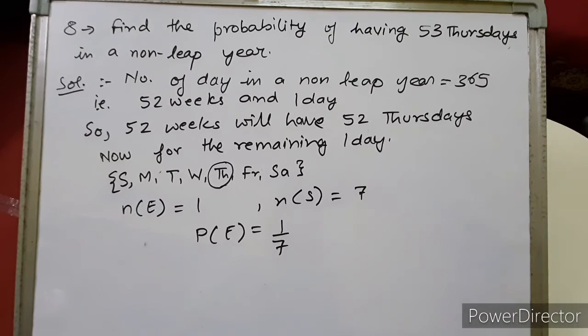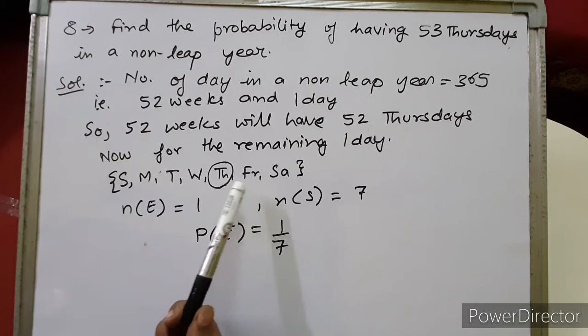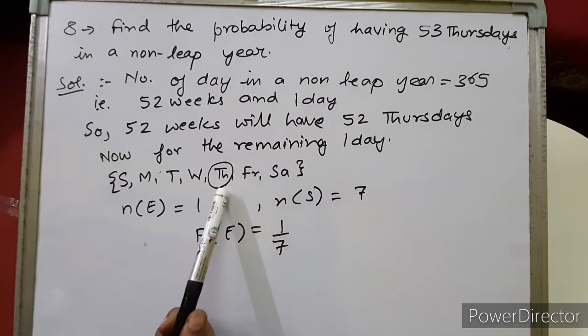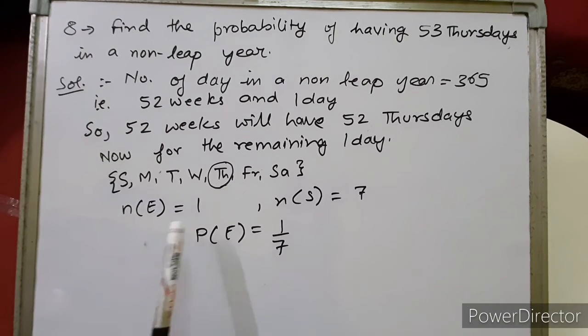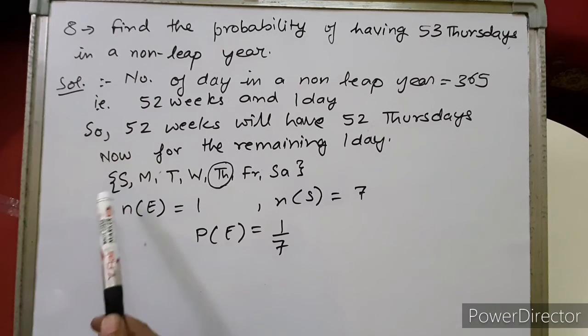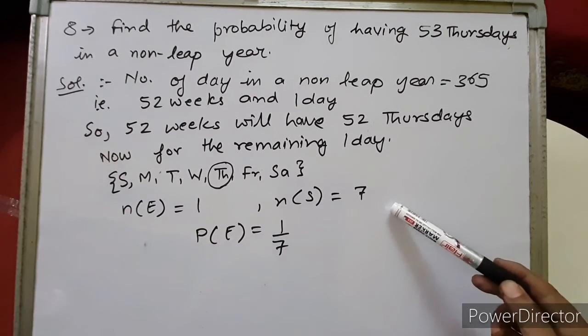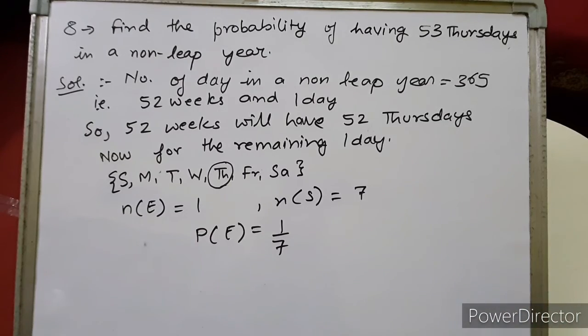So what are the favorable events that can happen for this day? The remaining day could be Sunday or Monday or Tuesday, Wednesday, Thursday, Friday or Saturday. And what is the favorable event? Only one day, that it has to be Thursday, so that we will get 53 Thursdays. So the number of favorable events is only 1, and the sample space has 7 elements: 1, 2, 3, 4, 5, 6, 7. So the probability of the event happening will be 1 by 7. Understood? Note down please.